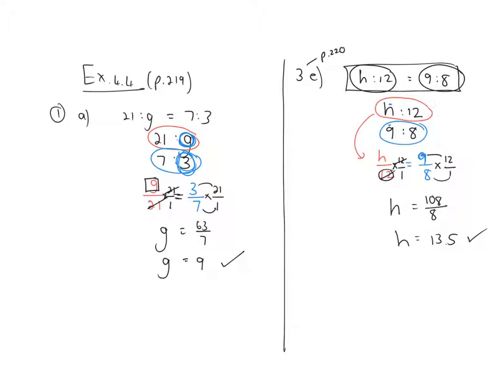So h is 13.5. What that means, if we go back from there, is that the ratio 13.5 to 12 would be the same, in the same ratio as 9 is to 8.